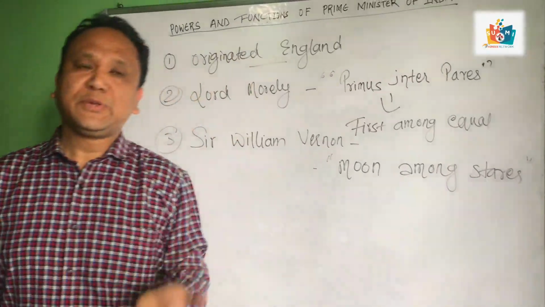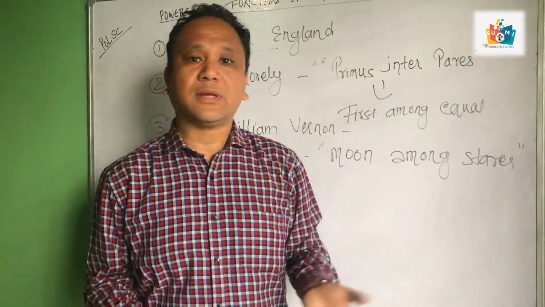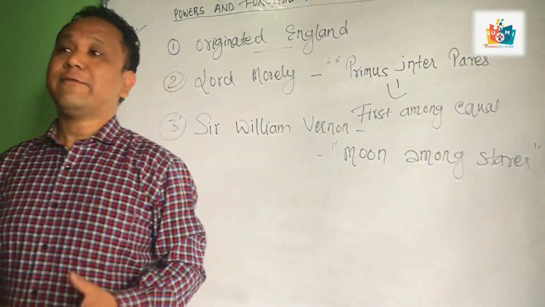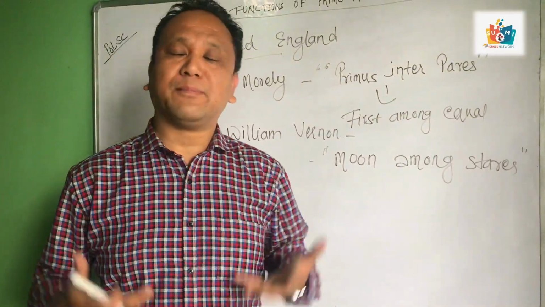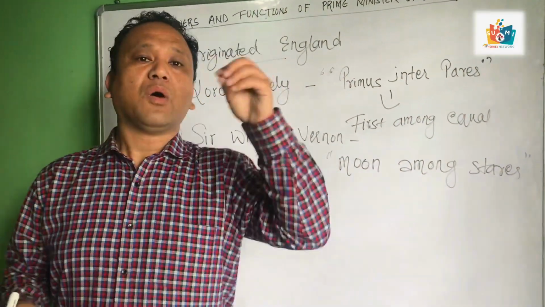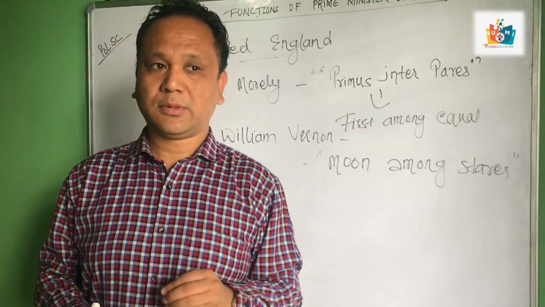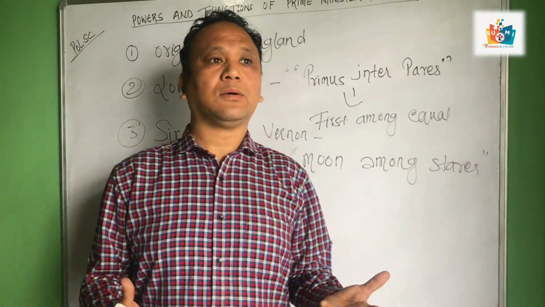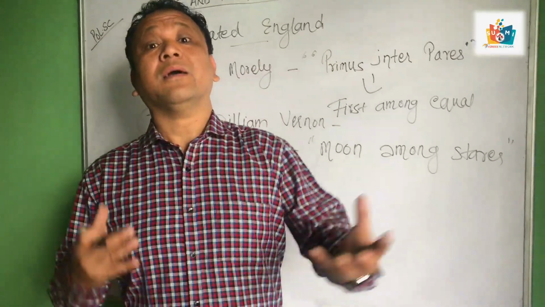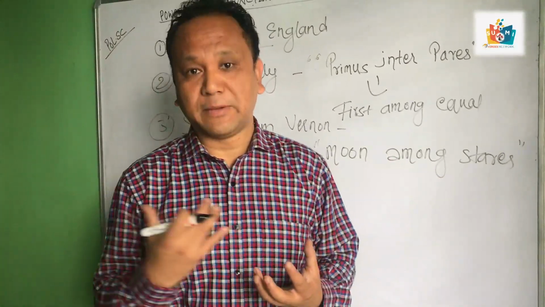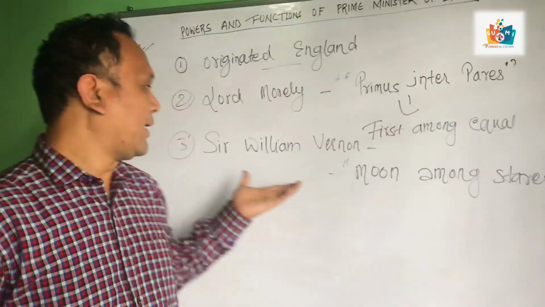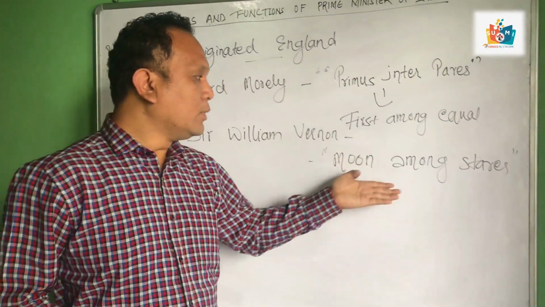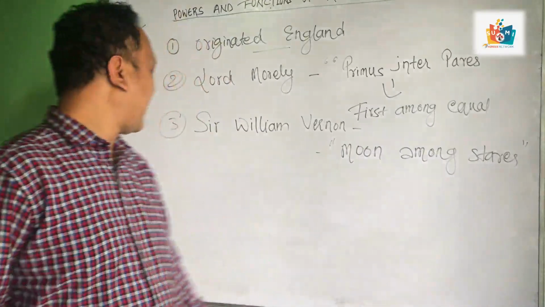As I just told you, the Prime Minister is the head of the government. He is the decision maker, and every decision, every plan and policy depends on his decision. So it wouldn't be an exaggeration to say that all the policies and plans revolve around him, and that is the reason he is considered the moon among the stars.